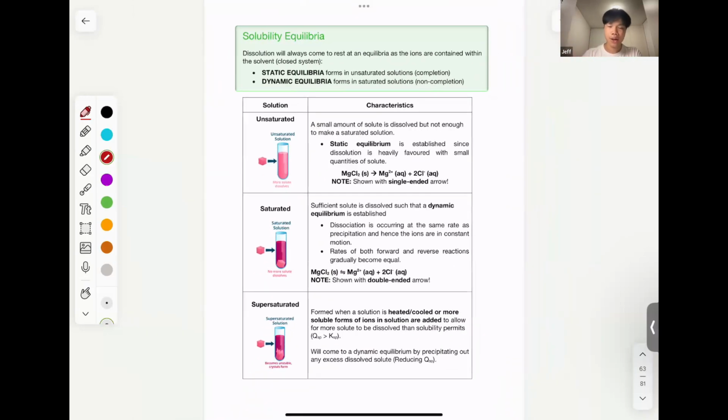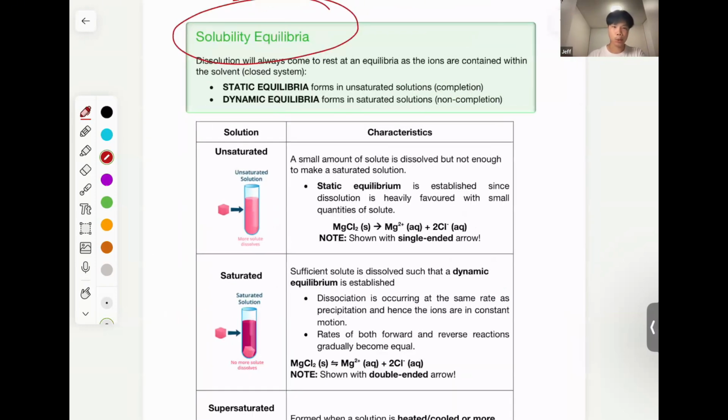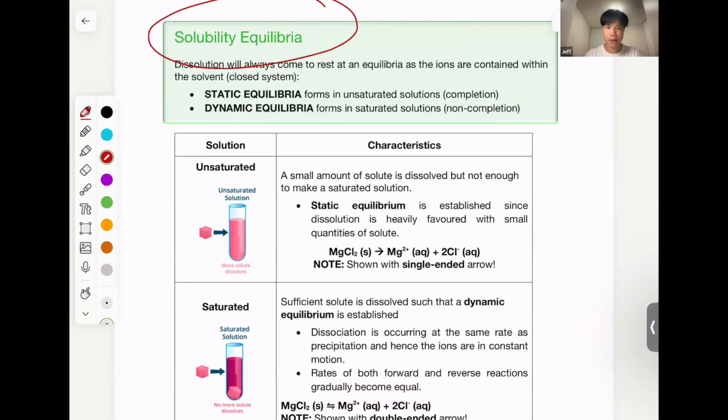So then you understand how that works, how you dissolve an ionic compound, and we now have to relate it to Mod 5. Mod 5 is all about equilibrium, and we then find out that all ionic dissolutions form equilibria, whether it's a static or dynamic equilibria.